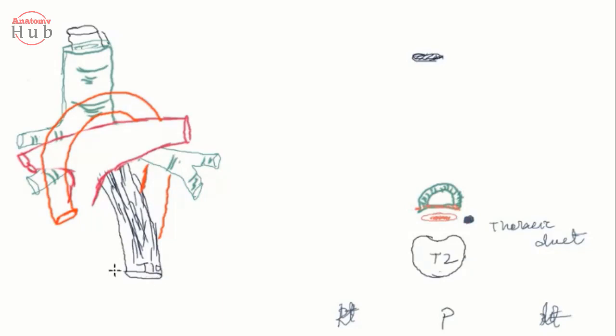Just here you'll find the midline, so it is just left to the midline. You'll find the T10 vertebra, and here you'll find the esophageal hiatus at the diaphragm. But at the T12 level only you'll find the opening for the descending thoracic aorta, the aortic hiatus. So what we'll do right now, we'll erase whatever structures are present behind this aorta.